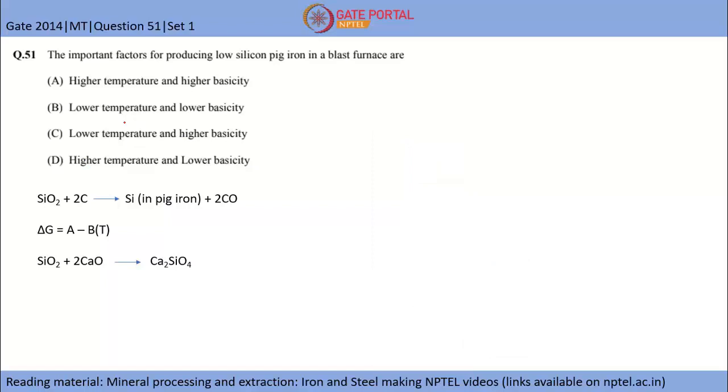Correct option is option C, where the lower temperature is there to retard silicon in pig iron and higher basicity is required to form this compound which will join slag, and less silicon will be there in the pig iron. So the correct answer is option C.